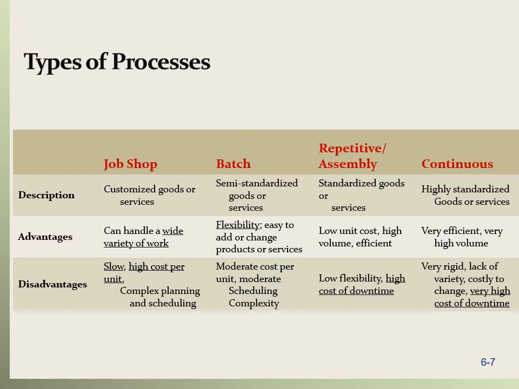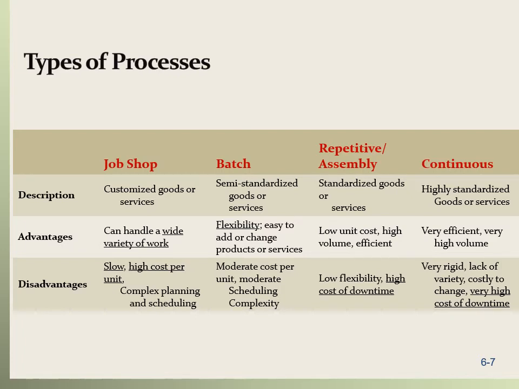Job shop, for example, is for highly customized goods or services, and its advantage is that it can handle a wide variety of work. But on the other hand, its disadvantage is that it's slow and costly and it has complex planning and scheduling.